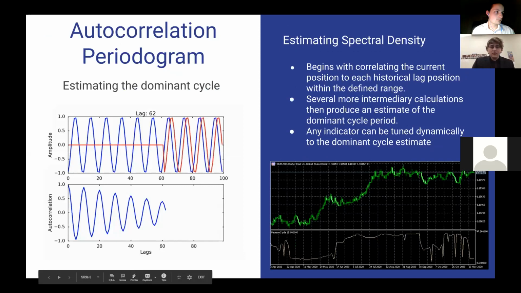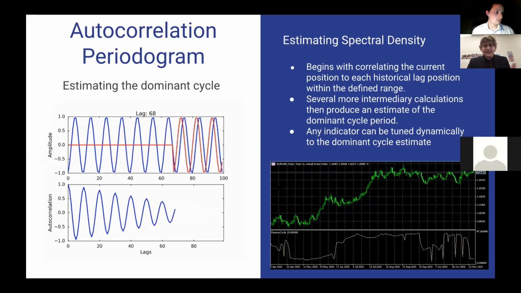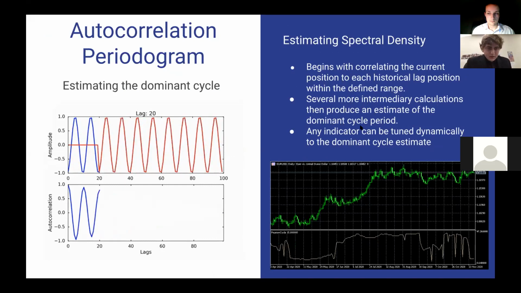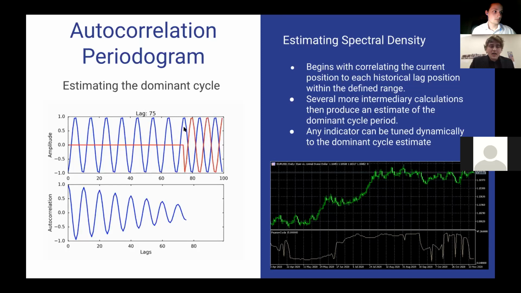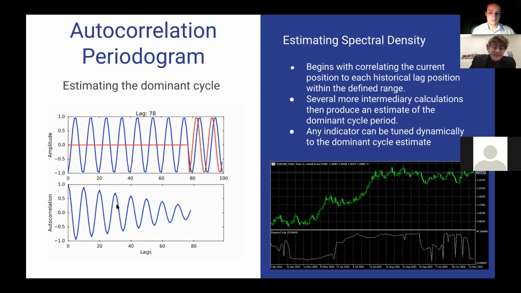So the next thing would be the dominant cycle estimation, right? This gets into what's called an autocorrelation periodogram. You can see in this animation on the side, we have two sets of trigonometric waves, and you can see that the red one is moving across the graph and is coordinated to a certain period of lag. At the bottom, essentially what this is doing is correlating the red sine wave to the position of the blue sine wave at lag zero.